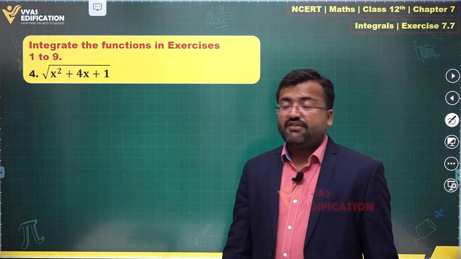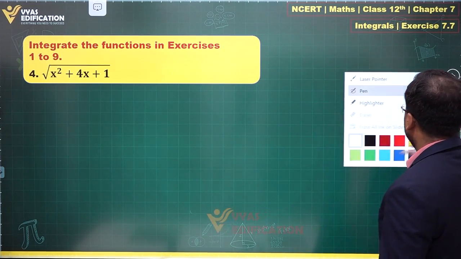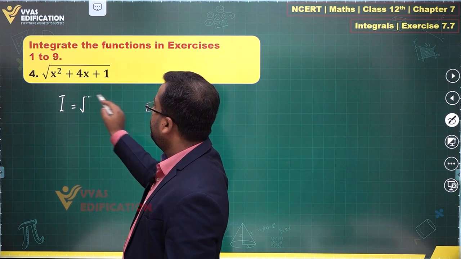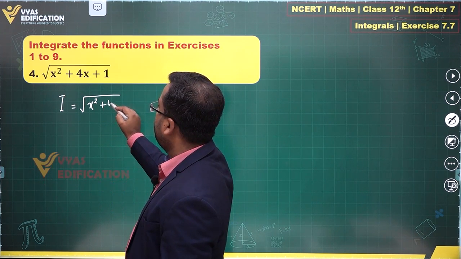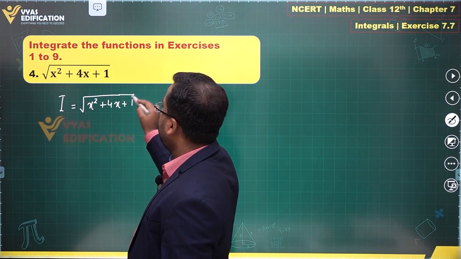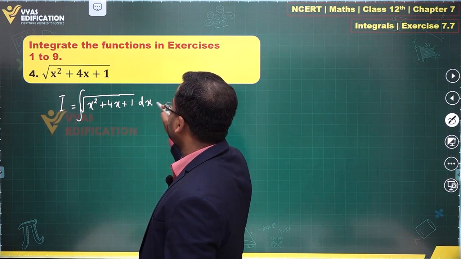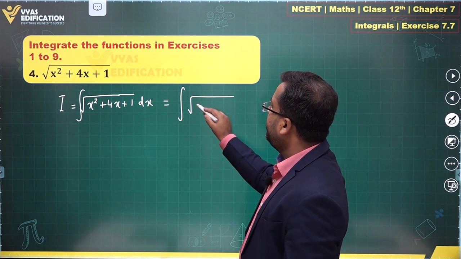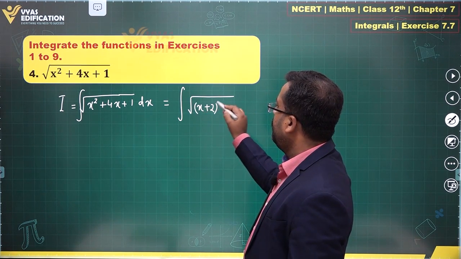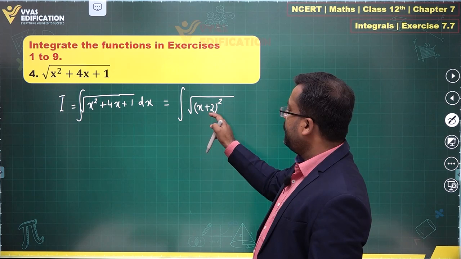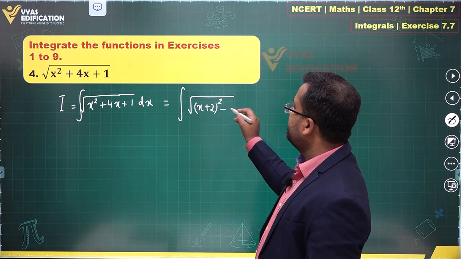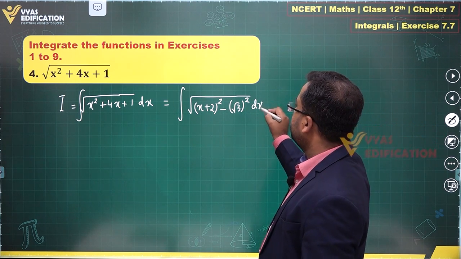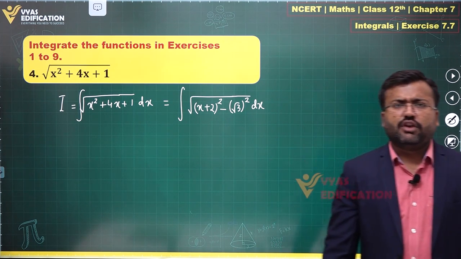In the fourth question, we have x square plus 4x plus 1. Integrate this, under root of x square plus 4x plus 1, this integral dx. Now for x square plus 4x, we can convert it into a perfect square, x plus 2 whole square, and minus 4 will come over here. 1 minus 4 will be minus 3. Now 3 is root 3 square, dx. This is what you have.